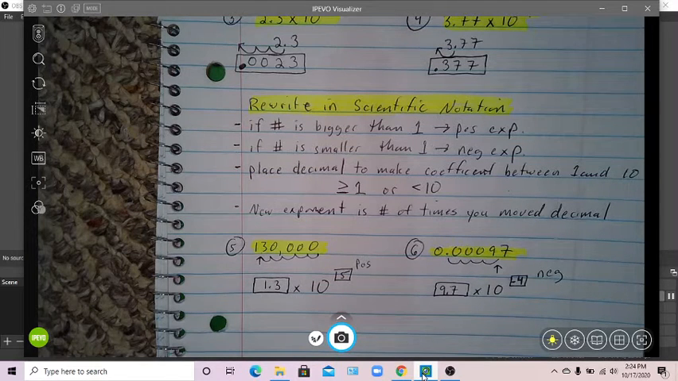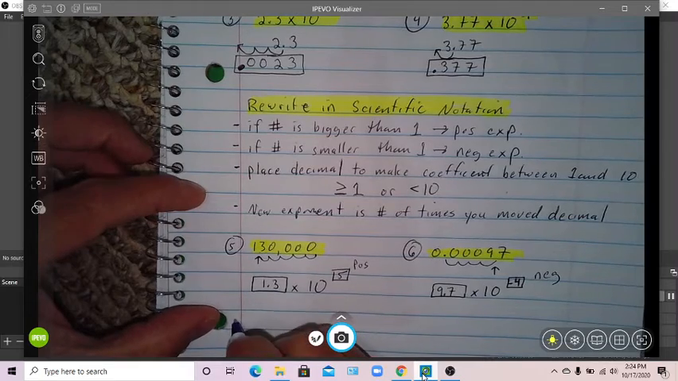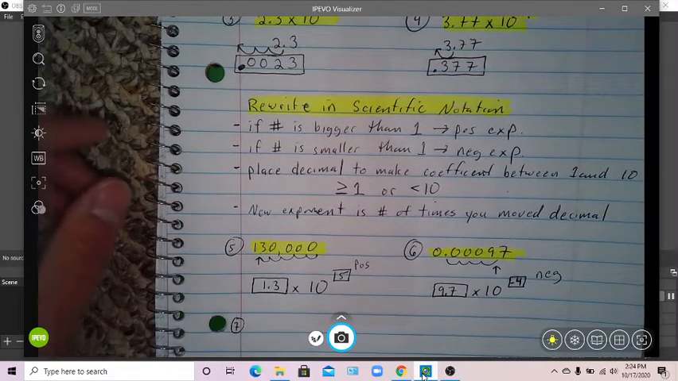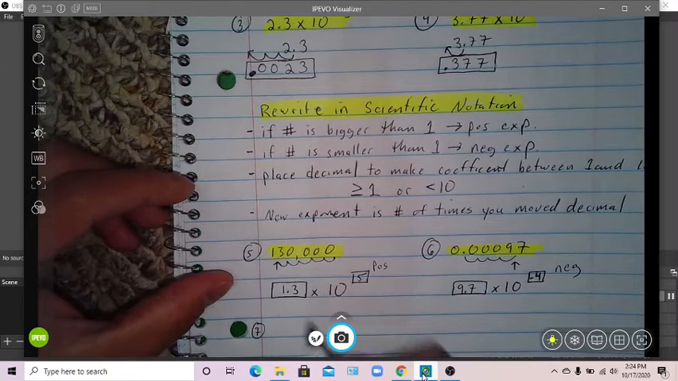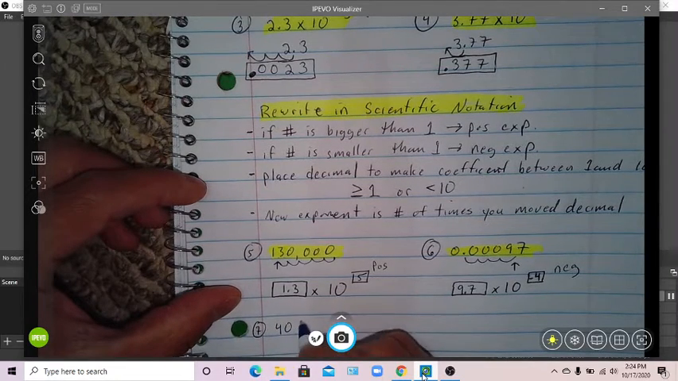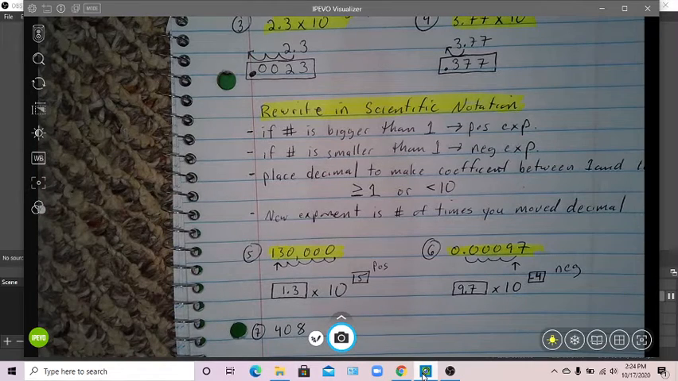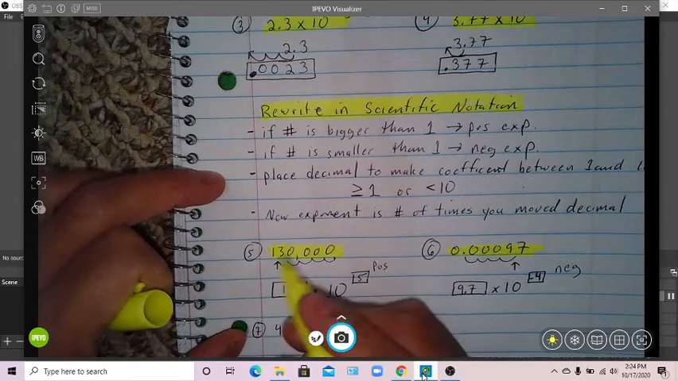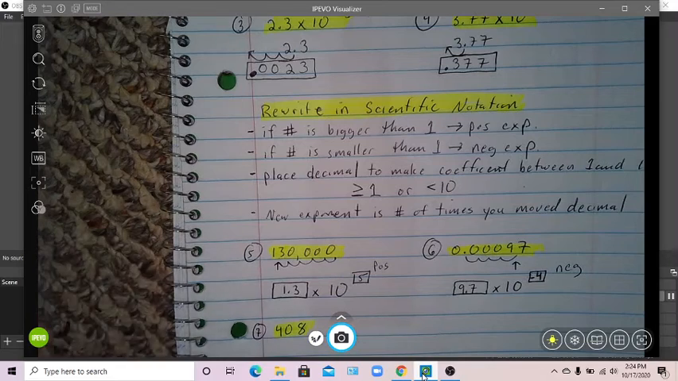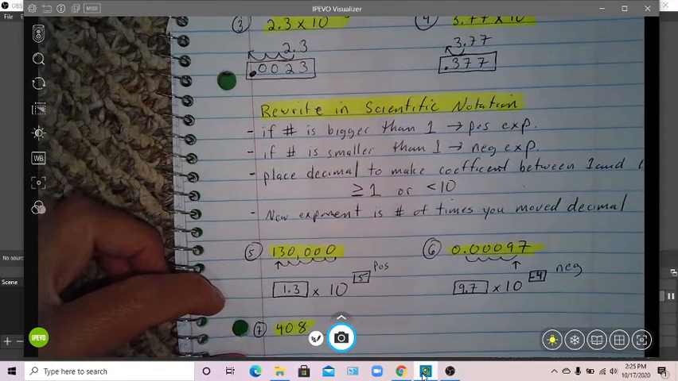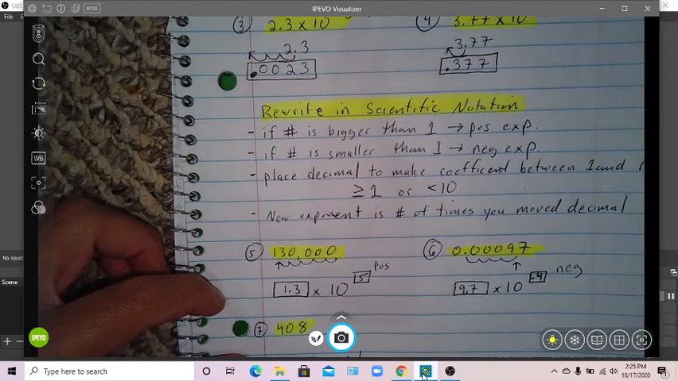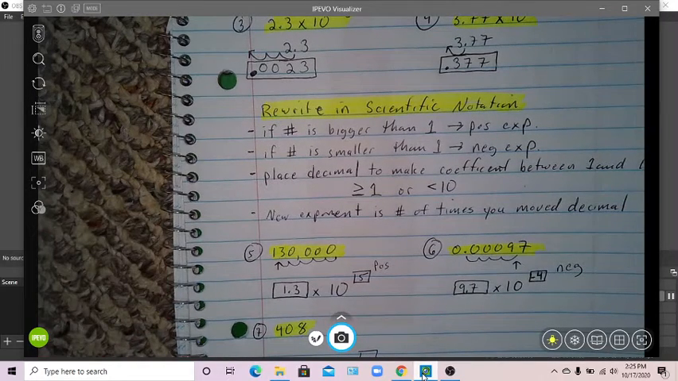Alright, let's do another one. Let's do one like this. This is number 7. So let's do 408. That's the original problem for my Excel. And again, it'll give you a box. It'll give you times 10, and then another box for the exponent.